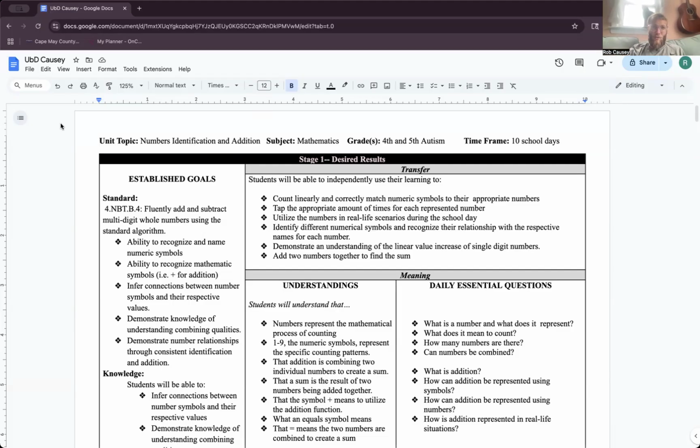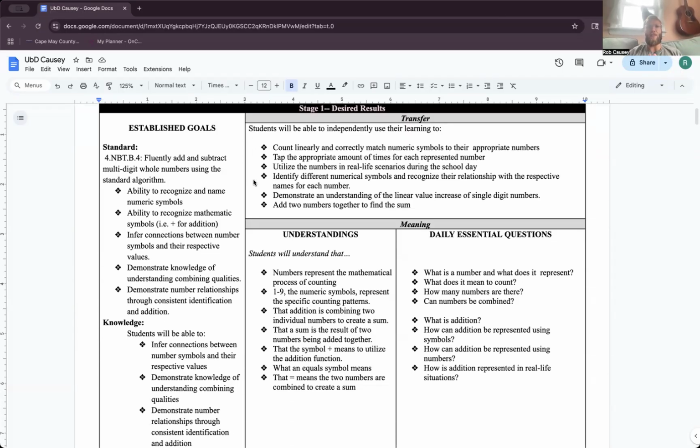So normally my kids work with DLM, but I think we're going to work with the New Jersey SLA state standard. It's 4 MBT B4, fluently add and subtract multi-digit whole numbers using the standard algorithm. So in order to accomplish the standard goals, I wanted to break it down into first going over number identification through different types of curriculum. We're using touch math, go math. I pieced together a bunch of different things, got from different teachers, some tools, 3D manipulators, laminated money.